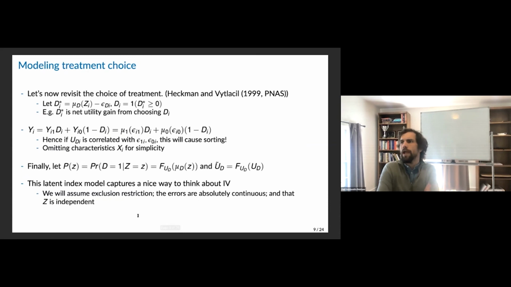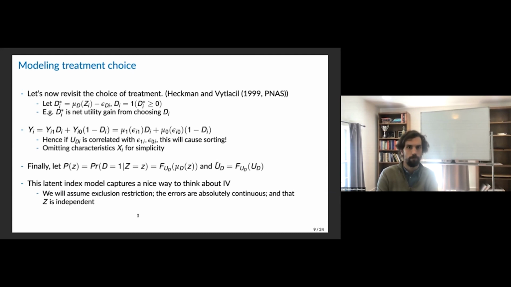Okay, so now we're going to pause there. We were talking about local average treatment effects in the context of monotonicity, this Angrist-Imbens-Rubin setup. Now we're going to come back to something from a month ago or so, when we were talking about the idea that there's an underlying latent index model for thinking about the choice of treatment.